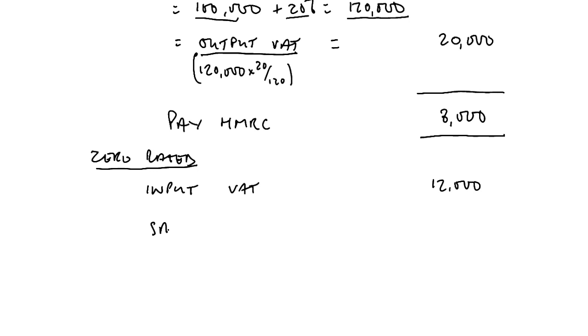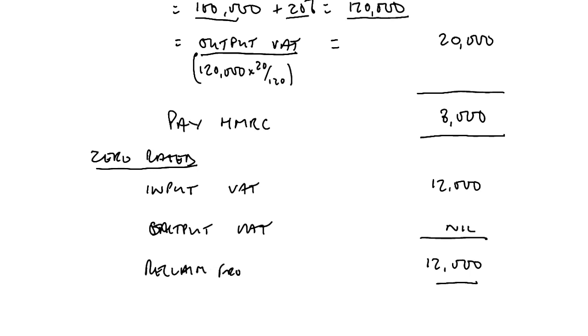Our sales in terms of our output VAT on sales would be nil. So this time we have suffered more input VAT than there is output VAT. This time, therefore, we could reclaim from HMRC £12,000. Instead of us paying them, they will pay us. We can reclaim from HMRC the £12,000 worth of input VAT that we have suffered.